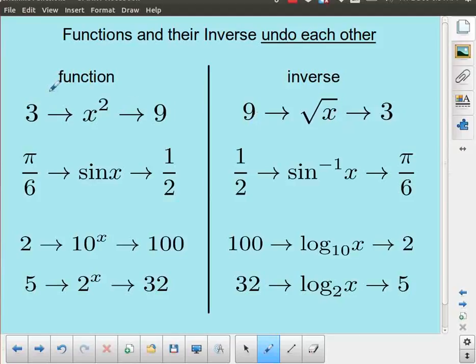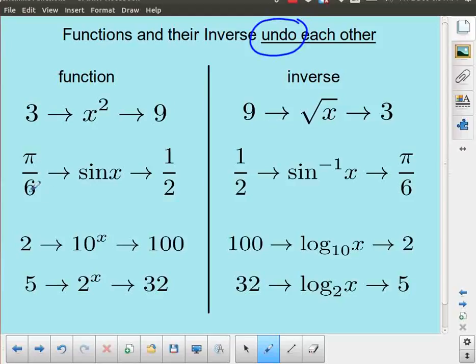So if you look at this as a big picture, if I start with 3 and I run it through the function, and then I run the result through the inverse, I end up right back where I started. And that is this idea that they undo each other.